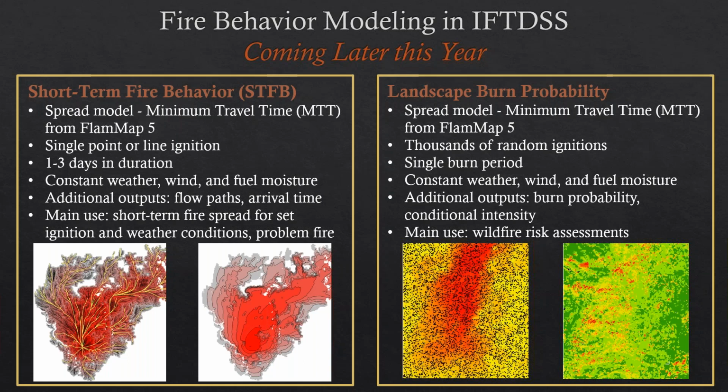And the second one that we're adding is landscape burn probability. This is, again, also the minimum travel time from SLAM map. For this, we use thousands or tens of thousands of random ignitions across a landscape, and we burn them each for a single burn period. Again, it's constant weather and wind, and with this you get burn probability, which is the representation of the likelihood of fire, and then conditional intensity. This is most used with wildfire risk assessments.